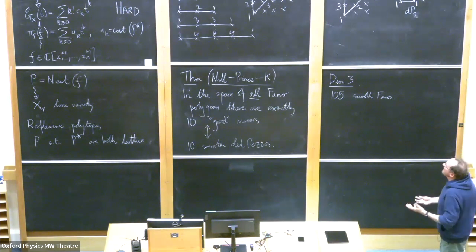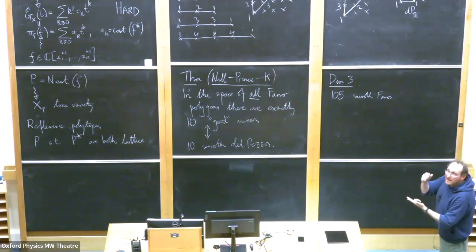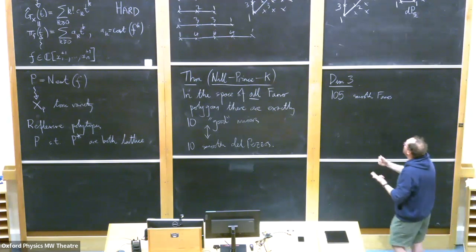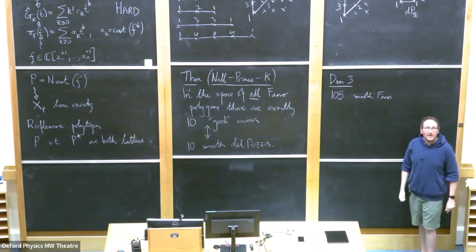But before we even do that, remember, the reflexive polytopes, they're Gorenstein toric varieties, so they're very ample. So we will only ever find mirrors for the very ample Fanos. How many of those?